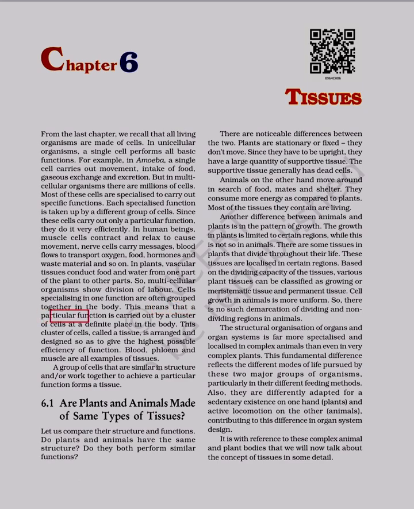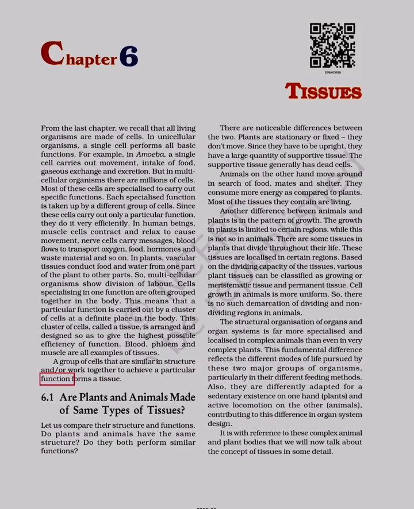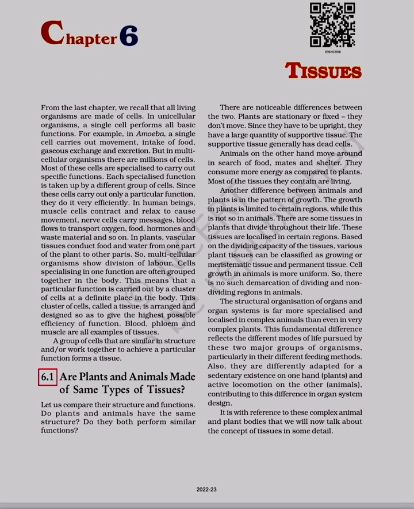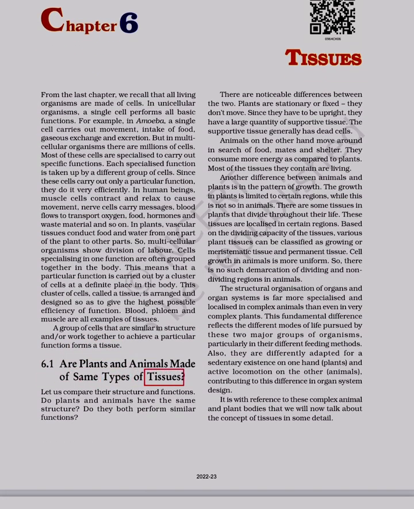This means that a particular function is carried out by a cluster of cells at a definite place in the body. This cluster of cells, called a tissue, is arranged and designed so as to give the highest possible efficiency of function. Blood, phloem and muscle are all examples of tissues. A group of cells that are similar in structure and/or work together to achieve a particular function forms a tissue. 6.1 Are plants and animals made of the same types of tissues?